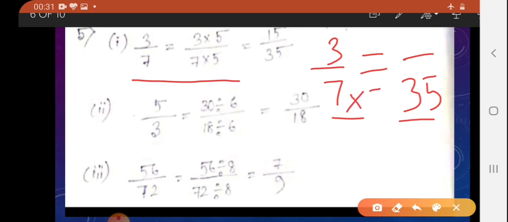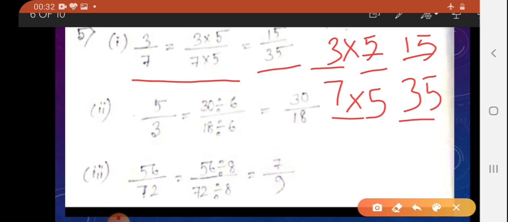When you multiply 7 by 5, it is 35. So we have studied the basic property of fraction, that whenever we multiply any number to the numerator or the denominator, we multiply the same number to the numerator or the denominator. Here we are multiplying 5 to the denominator, so in the numerator also we will multiply 5 and the answer will be 15. So the answer will be 15 upon 35.